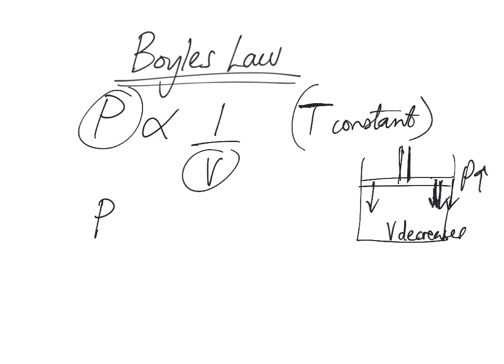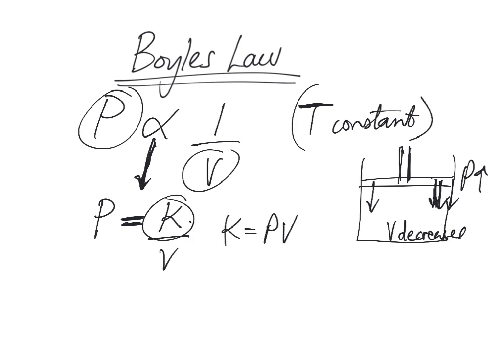Now I can change this into P is equal to K over V, because I changed that sign of variation into an equal sign, and so I can introduce my constant of variation. This K then is equal to PV. Now you might see why we state P1 times V1 is equal to P2 times V2. That's the formula that is used for Boyle's law.